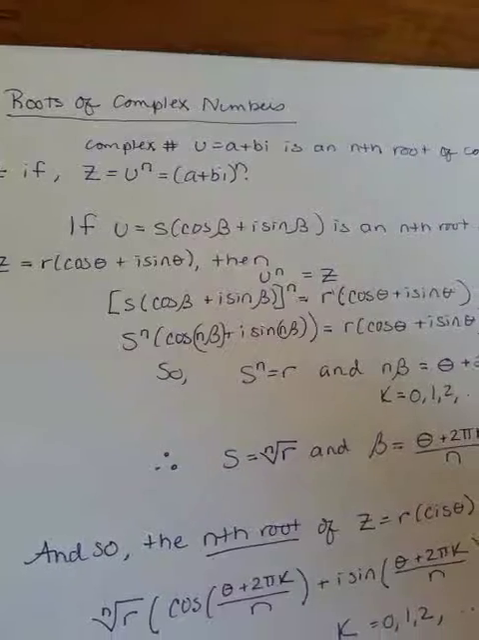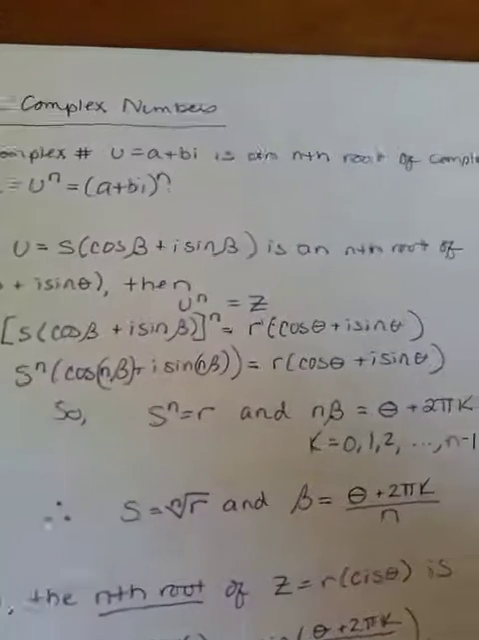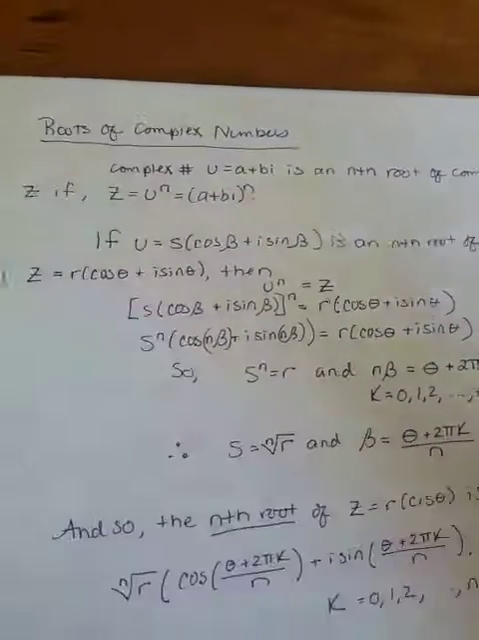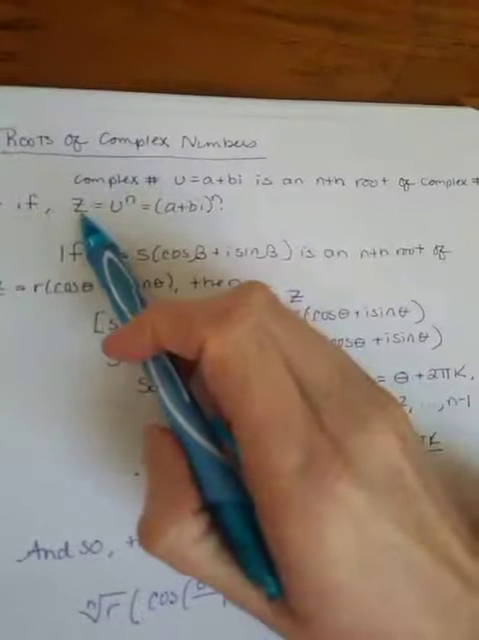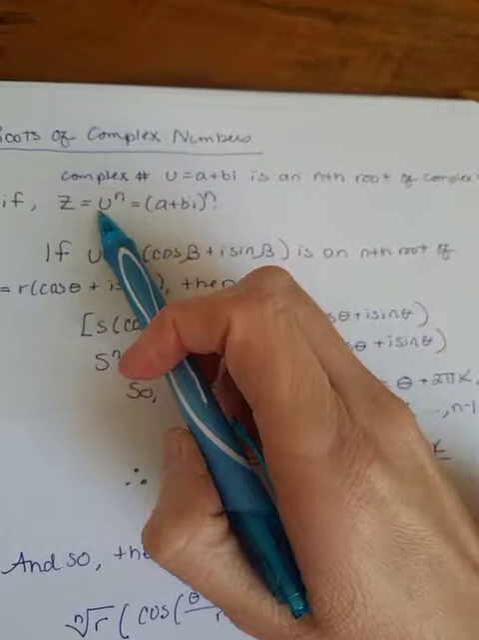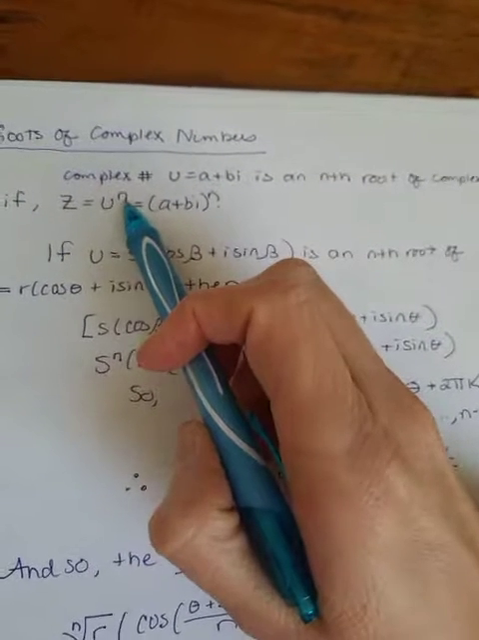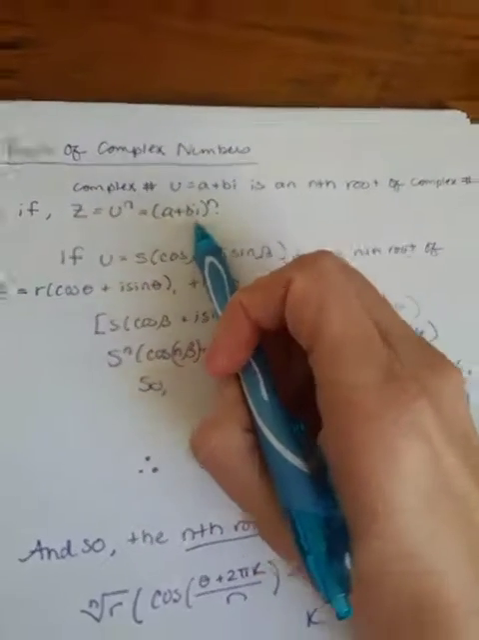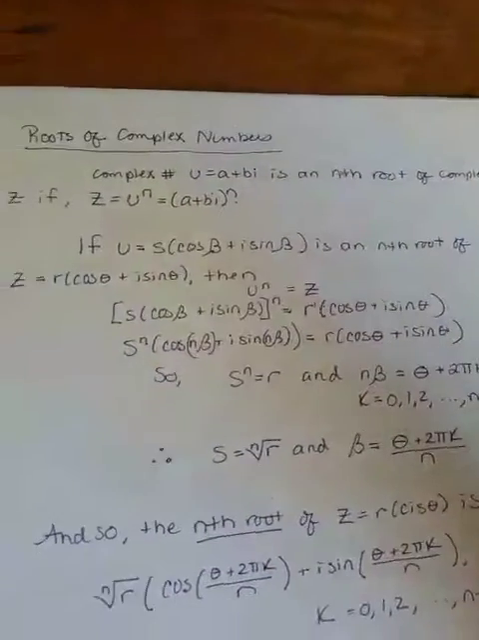So if you had a complex number, u equals a plus bi, and it's an nth root of a complex number, z, if z equals u to the n, right? If u is a root, if I raise it to some nth power, I would get z back. So that really means you're just taking a plus bi and raising it to the nth power.